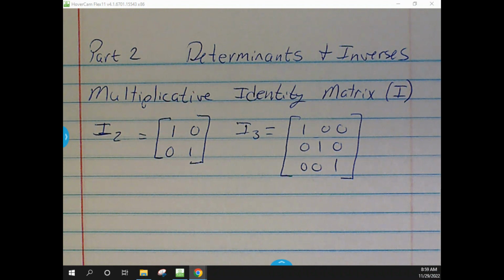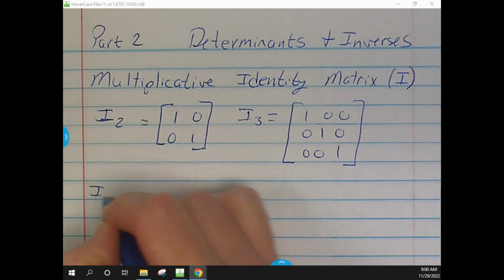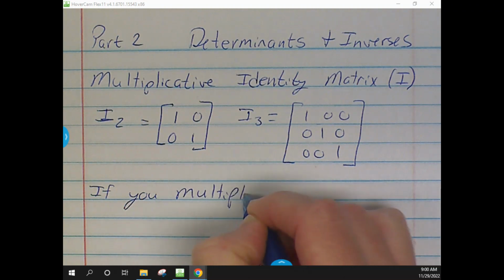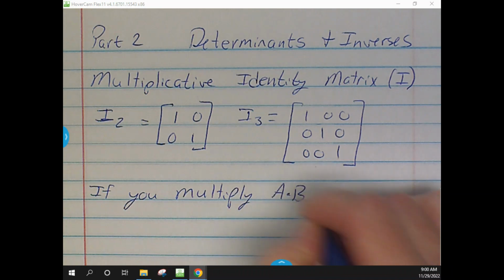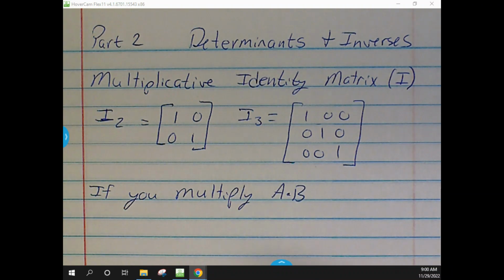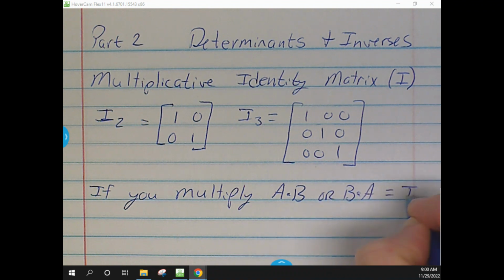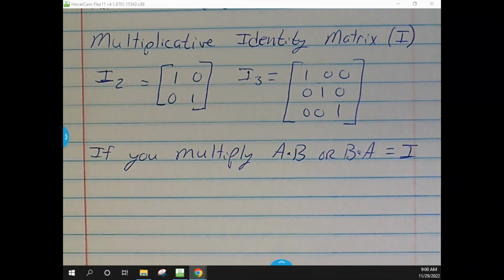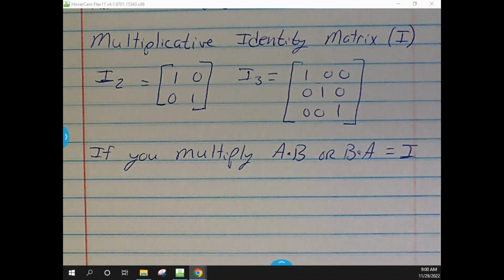Okay, so here's what they're kind of getting to, and this is where we're leading up to everything with determinants and matrices. It's basically this. If you multiply A times B, and again, you could reverse it and make it B times A, to get the identity matrix or the multiplicative identity matrix. So if you take two matrices and multiply them together, and you get ones on the diagonal and then everything else is zeros.